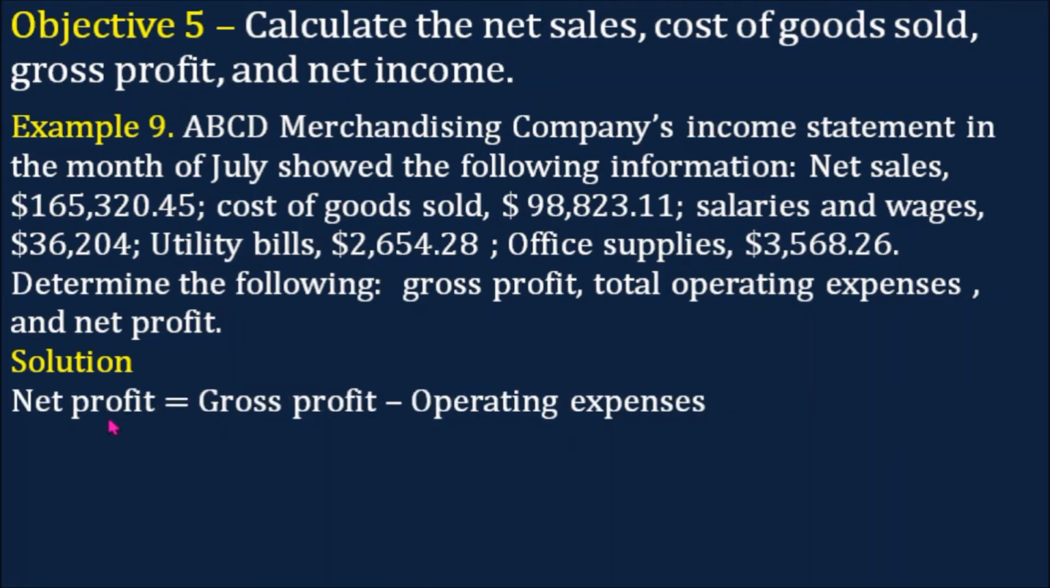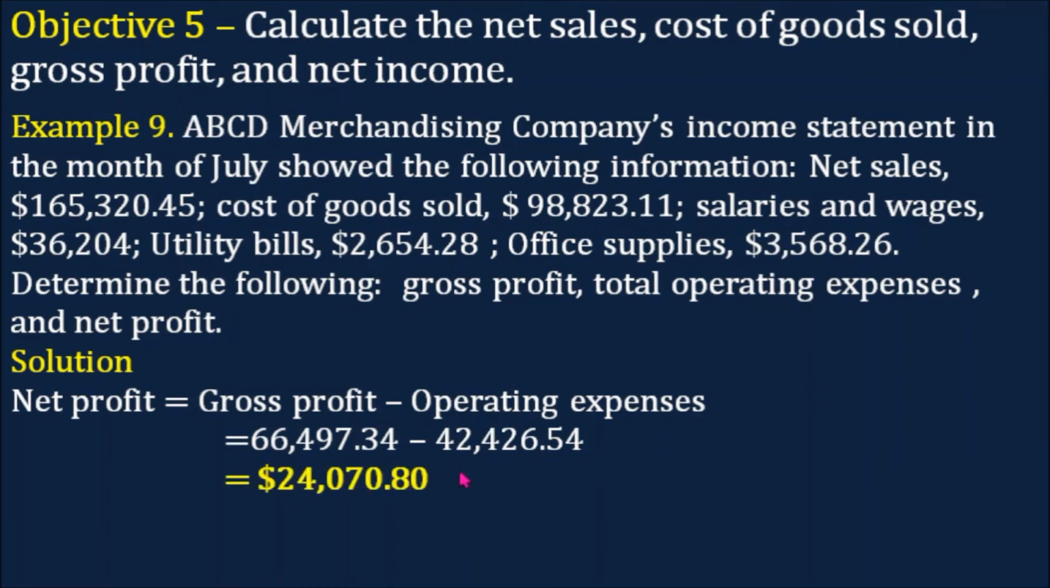Now for our net profit, the formula is gross profit minus operating expenses. So the gross profit we obtained was $66,497.34, and we have the operating expenses $42,426.54. The difference between these two amounts is $24,070.80. So this is our net profit.